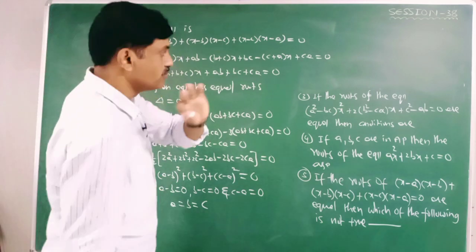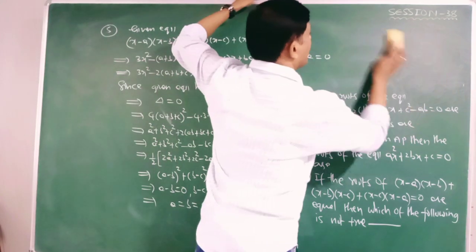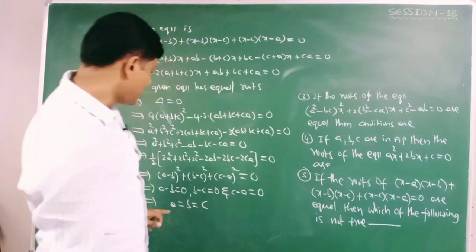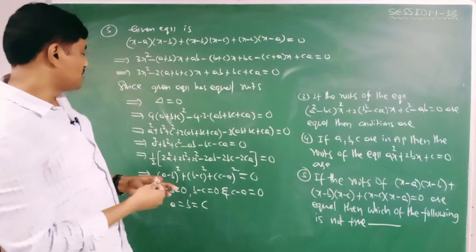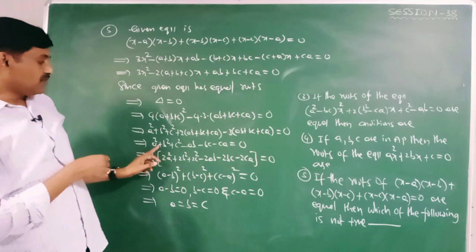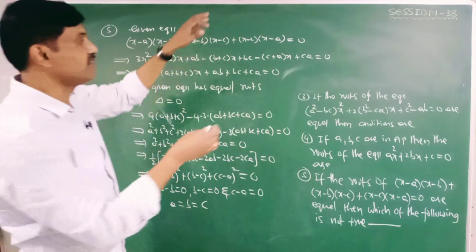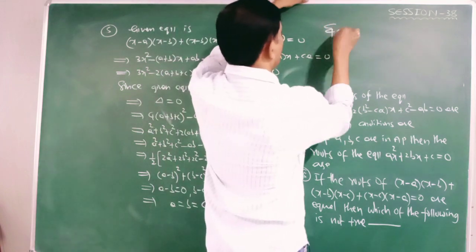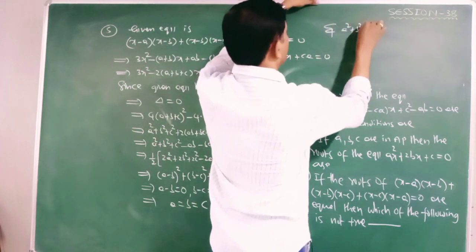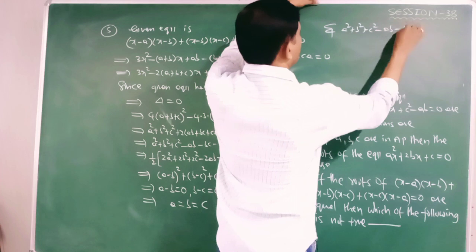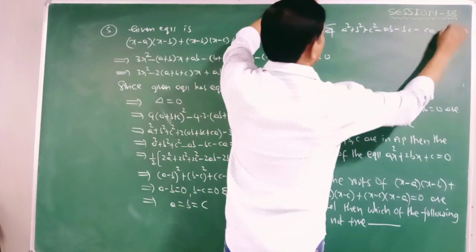Okay, and one more. We have to say here a equal to b equal to c, and we got finally a square plus b square plus c square minus ab minus bc minus ca is equal to 0.